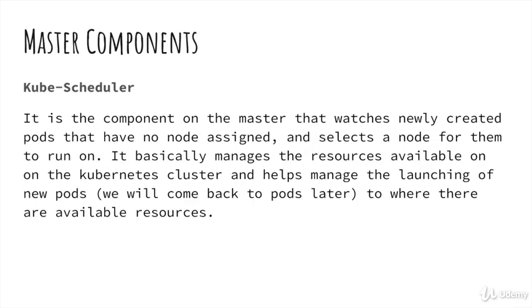The Kube scheduler. It is the component on the master that watches newly created pods that have no node assigned and selects a node for them to run on. It basically manages the resources available on the Kubernetes cluster and helps manage the launching of new pods. We have not discussed what pods is yet, and we will come back to this in the next section, to where there are available resources.